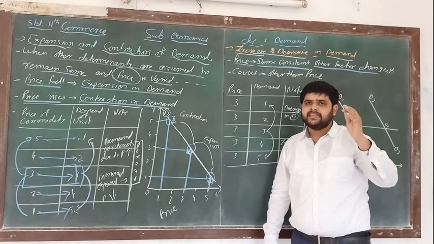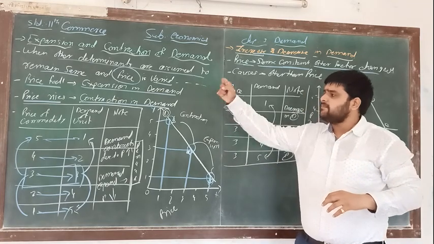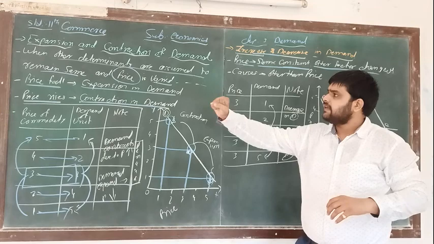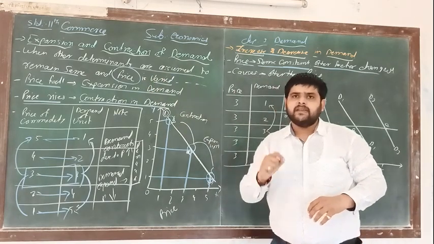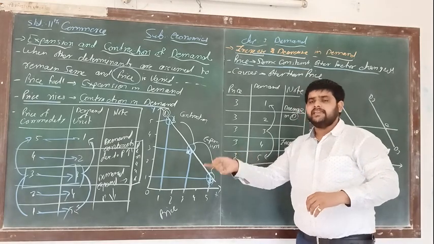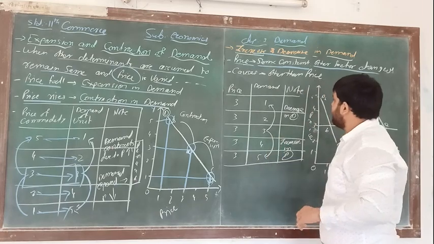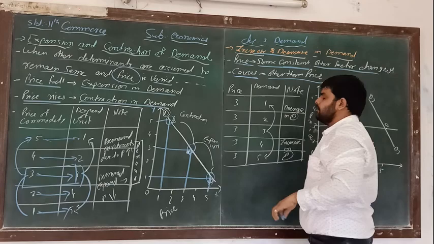Okay, so one thing that you have to keep in mind: first of all, when there is a change in price and other things remain the same, it's expansion and contraction of demand. But when the price is the same and other factors change, it's an increase and decrease of demand. So what are the causes that change the demand other than price?